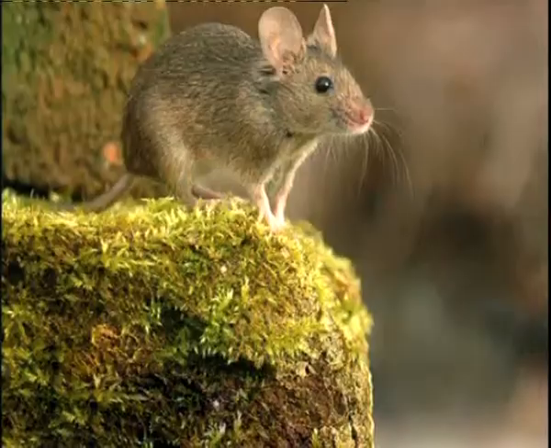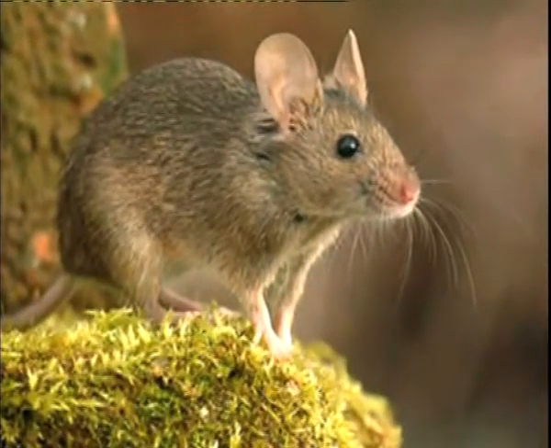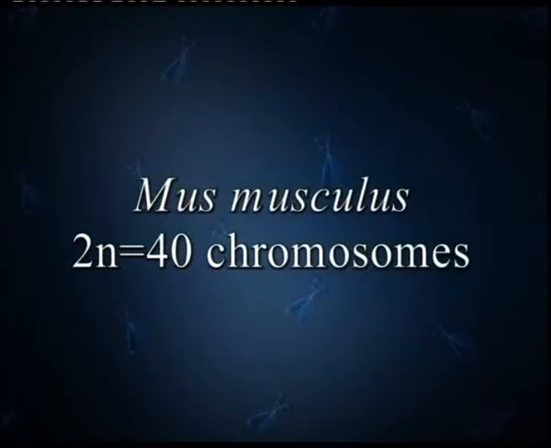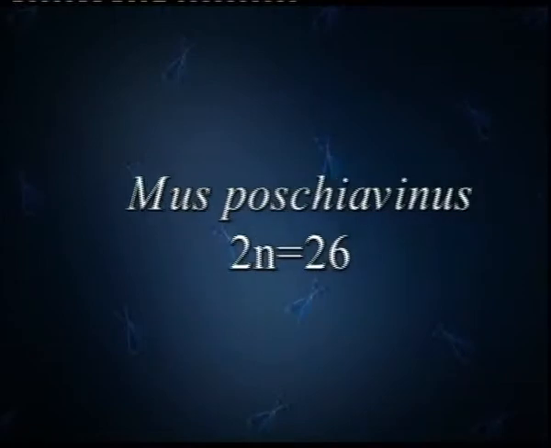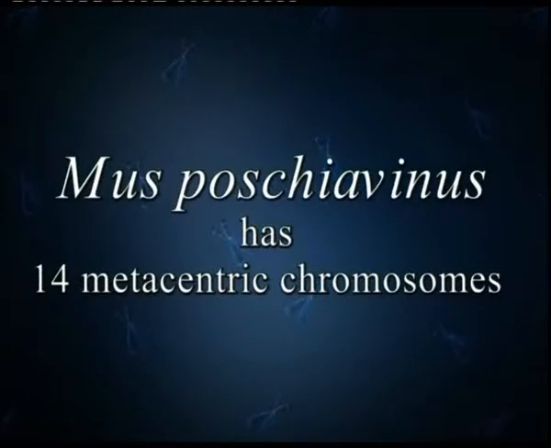For example, we have one very important example in mouse. Mus musculus is one species of mouse which carries 2n = 40 chromosomes, and all these 40 chromosomes are acrocentric or telocentric in nature. We have another species of mouse known as Mus poschiavinus, which has 2n = 26, and in this species there are 14 metacentric chromosomes.